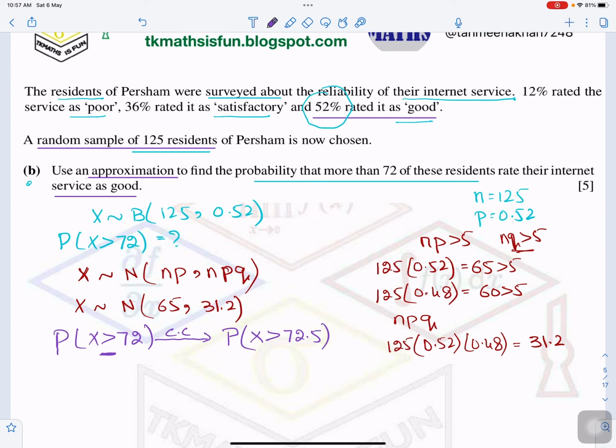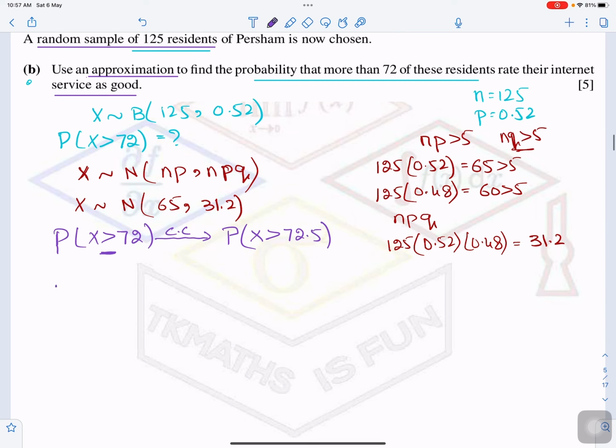Let me tell you just one extra thing. If it was x greater than or equal to 72, it means I would have to include 72, so I would subtract 0.5 and it would become 71.5, but not in this case. So let's continue. Now we have to find the probability of x greater than 72.5. When we are solving normal probability questions, remember we change it into standardized form, which is z equals x minus mu over the standard deviation.